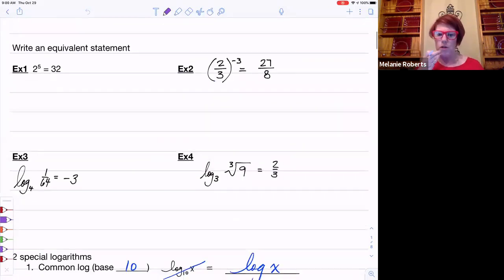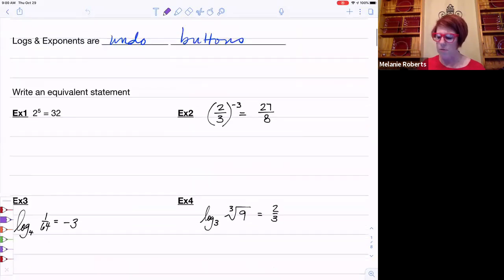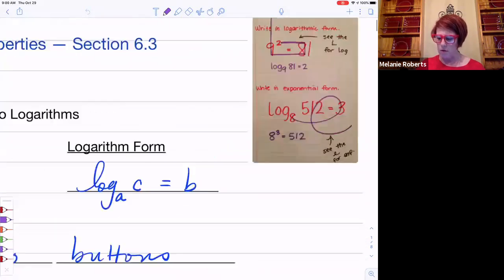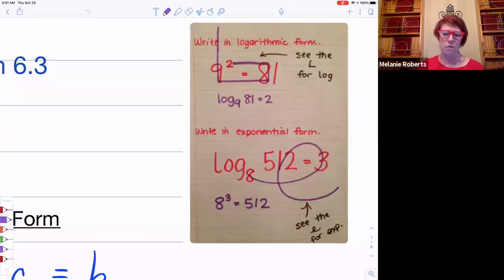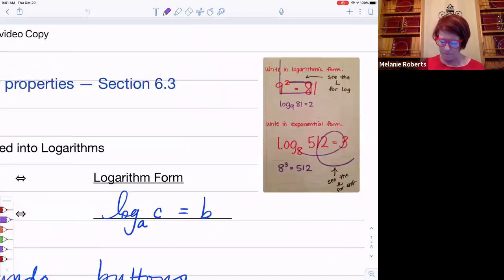So the first four questions are questions that there's no math involved. This is just a conversion. So you'll notice that examples 1 and 2, these guys are exponentials. We want to turn them into logarithms. And I want to use this little graphic here. This is not mine. I stole this off of Pinterest. But let's use this graphic to be able to do that.